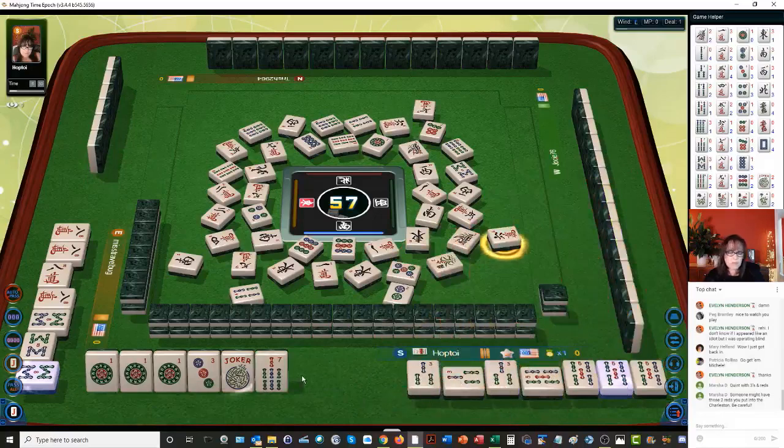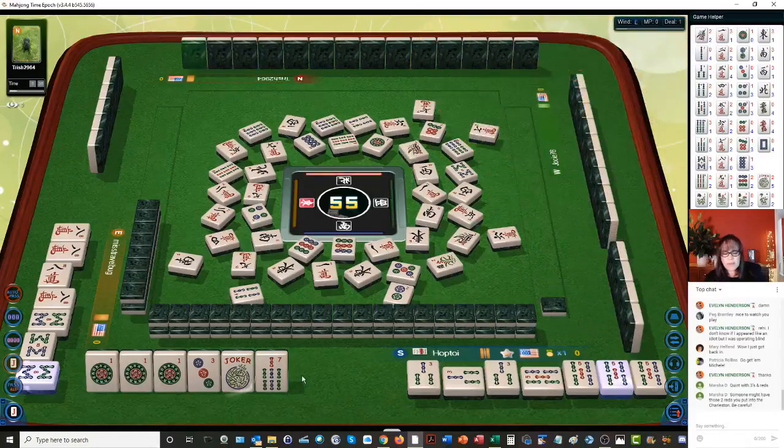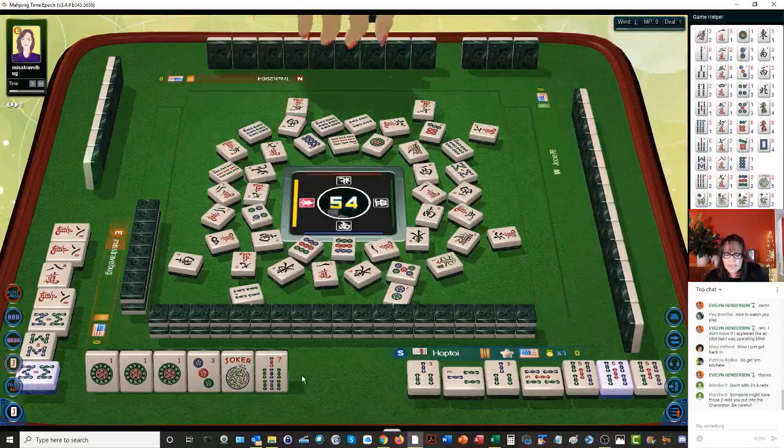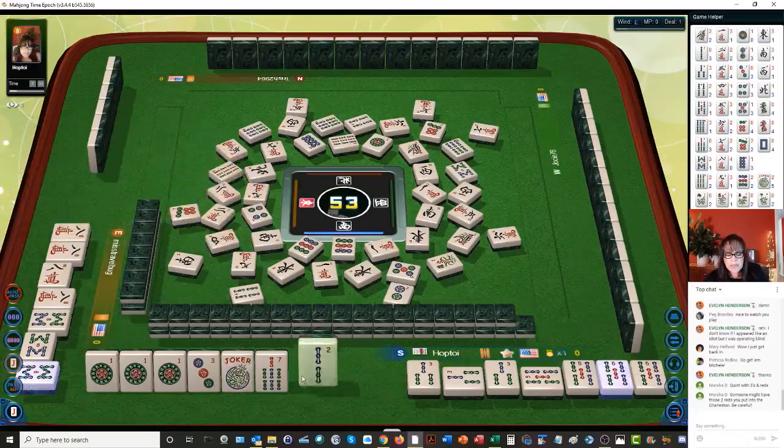Six characters. What in the world are they doing? Okay, it's been a long day. Seven characters. What are they playing? Eight characters? A Kong of eights with a Pung of eights? Five characters. What is that? A Kong of eights with a Pung of eights?